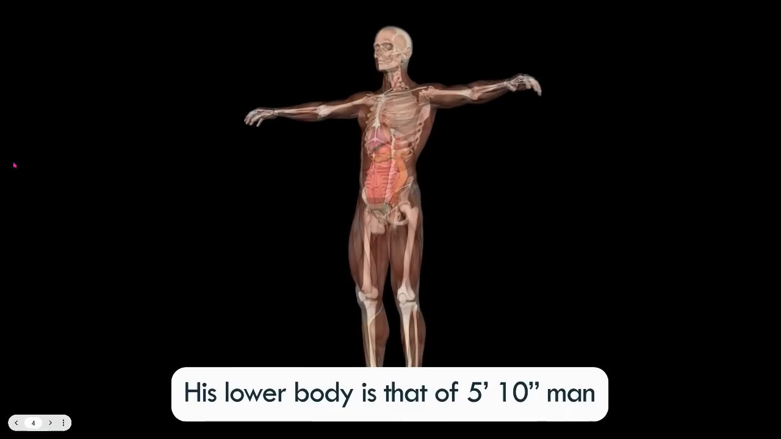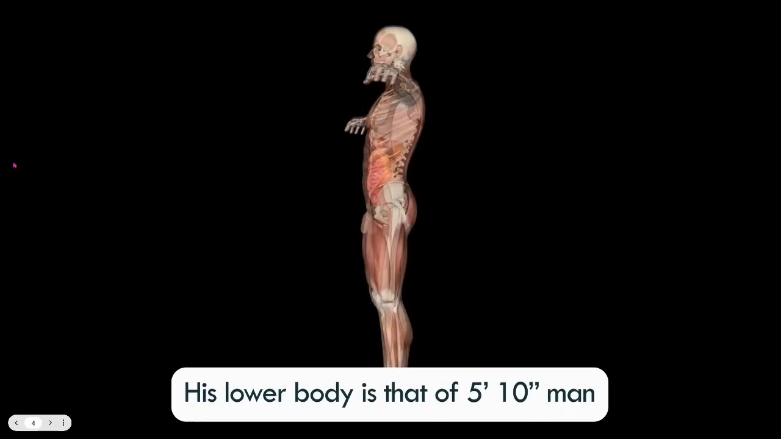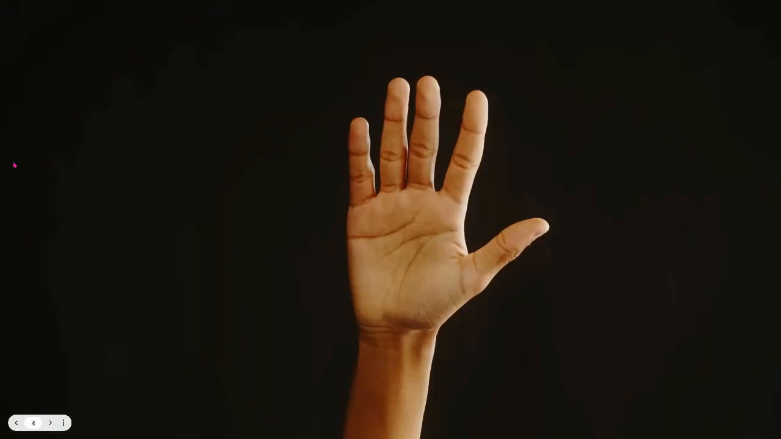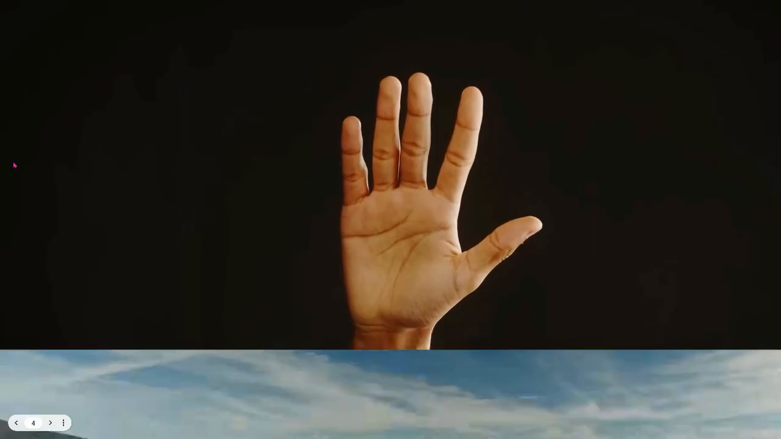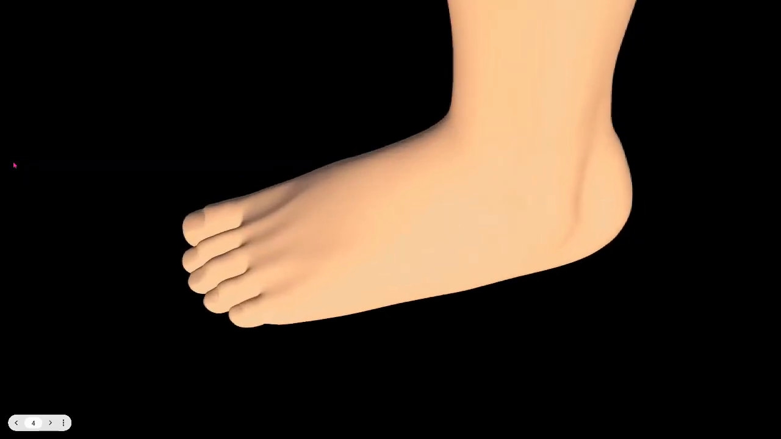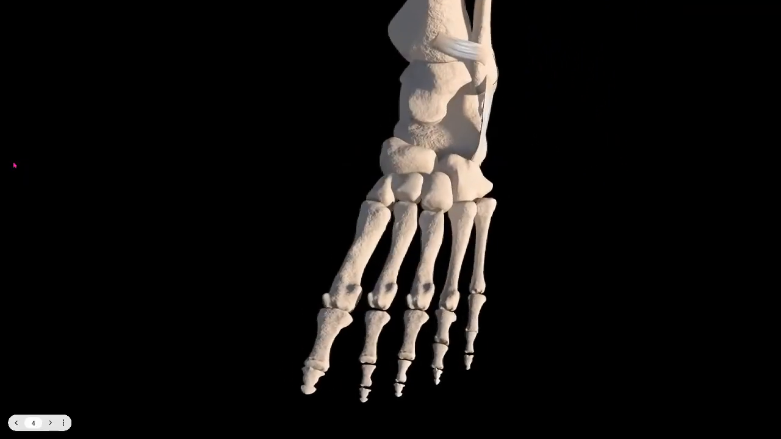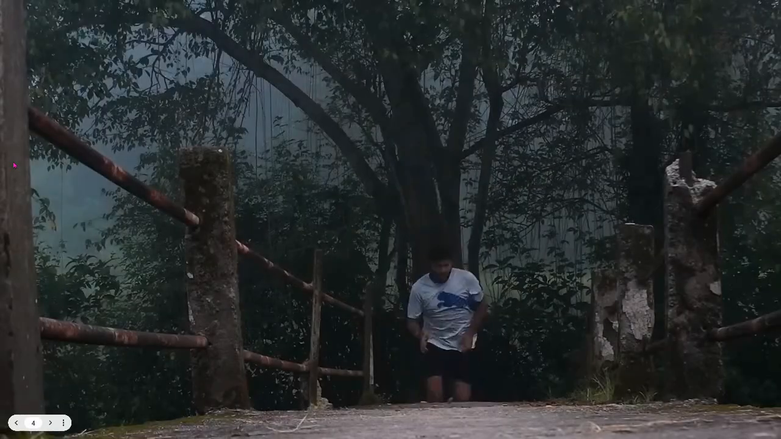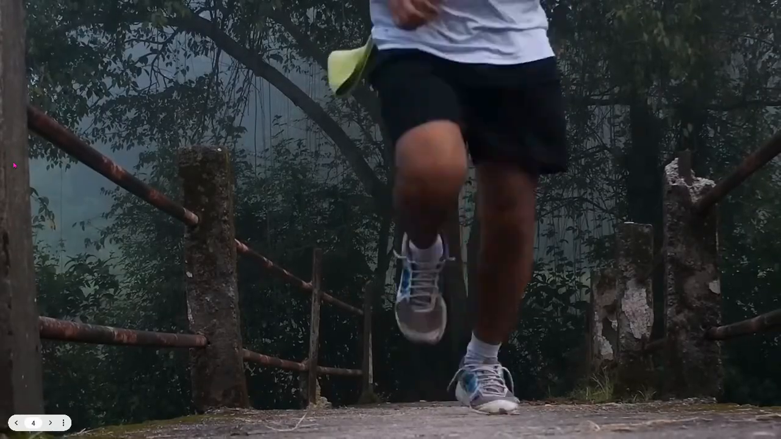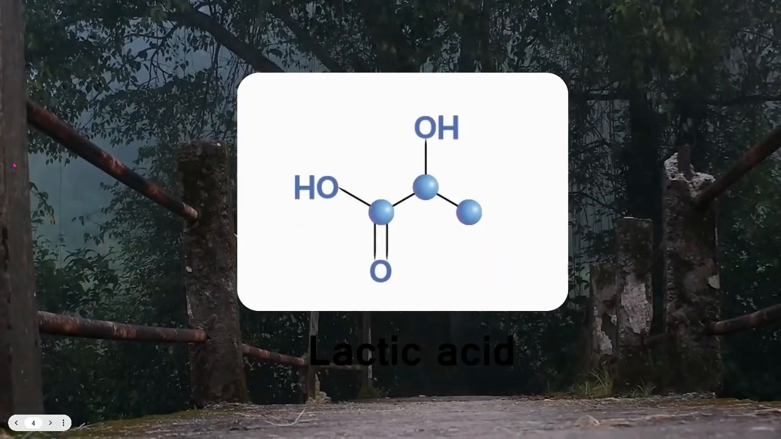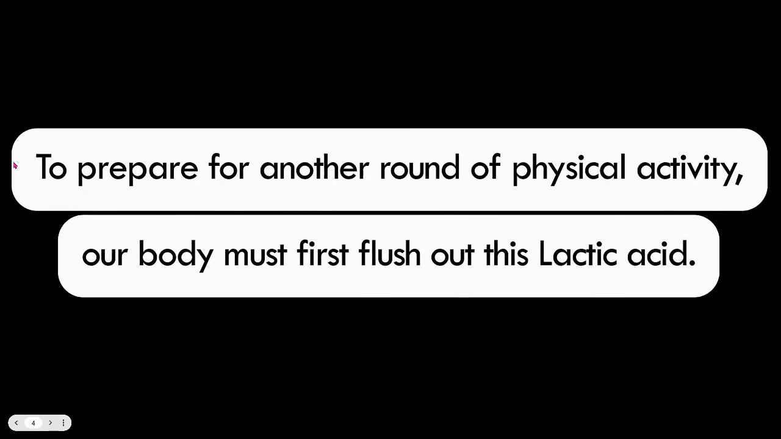Surprisingly, his lower body is that of a man only 5'10", which is actually beneficial, as it reduces resistance in the water. Phelps has huge palms that support his paddling ability, along with size 14 feet, which essentially act as flippers. This giant set of feet is attached to extremely flexible ankles, which work like fins, just like a shark. Now, when the human body performs physical activity, it produces lactic acid. This substance causes fatigue and slows down muscle contraction. To prepare for another round of physical activity, our body must first flush out this acid.